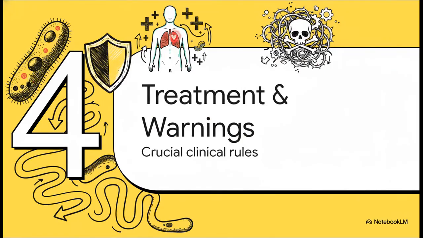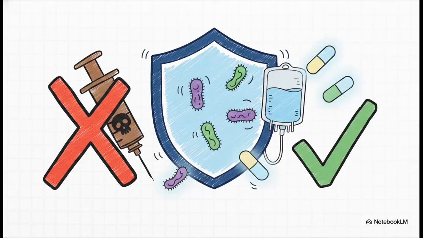And that brings us to Section 4, Treatment and Crucial Warnings. Look, if you spot tularemia and initiate the right treatment, you literally increase the patient's odds of survival tenfold. It's a game changer. The drugs of choice are fluoroquinolones like ciprofloxacin and levofloxacin, aminoglycosides like gentamicin, or tetracyclines like doxycycline.